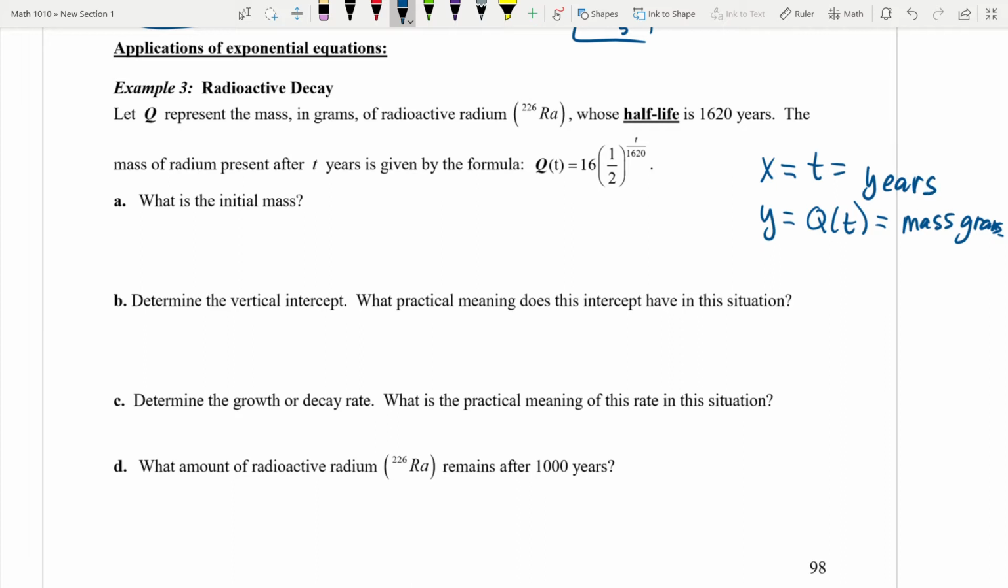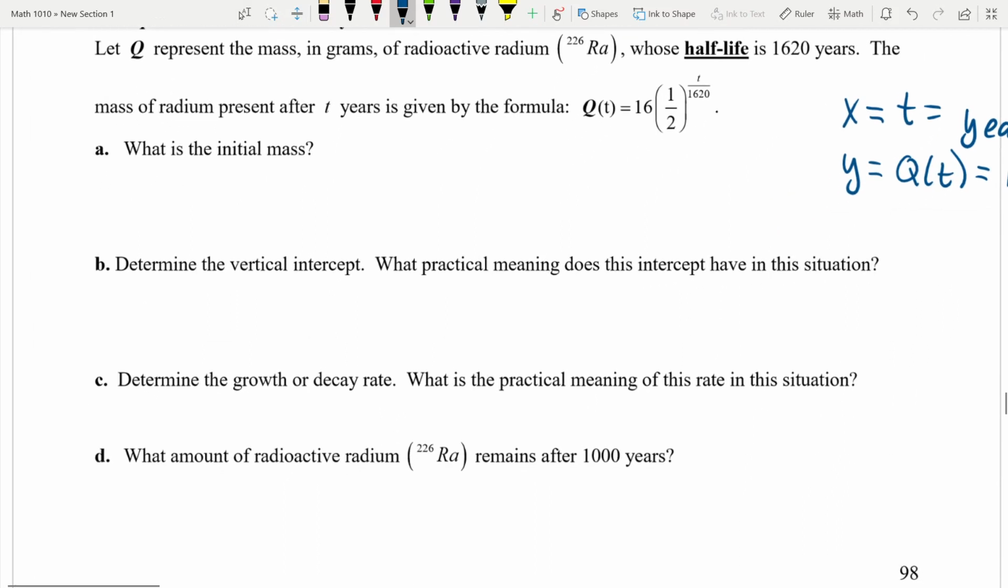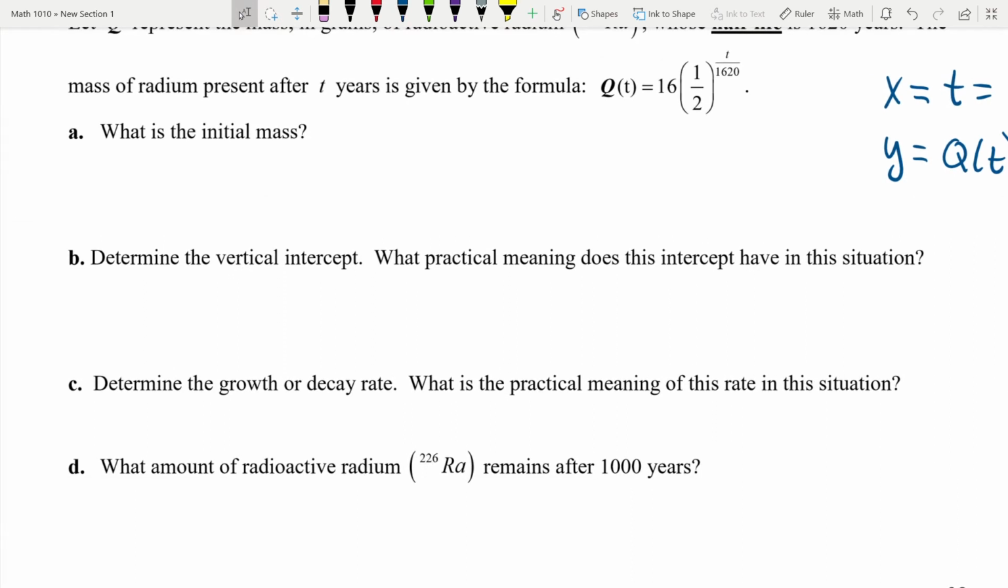Okay? So question A, what is the initial mass? Do you guys remember what that number is? It's been a couple of lessons ago. Remember this number right here is always what you start with. So the answer is 16 grams.